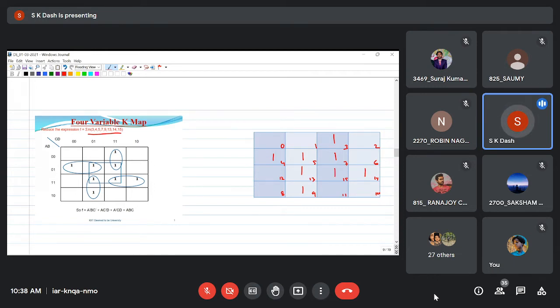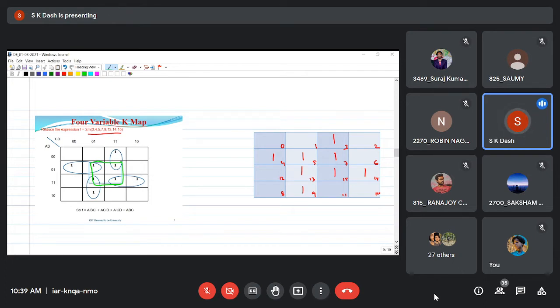Next I will try to form combinations. Any octet possible here? Any 8 ones which are adjacent to each other? No, sir. No. Any quad possible? Yes, sir. This middle one can be a quad. No other quads are possible. Next, you can see 4 pairs are possible.